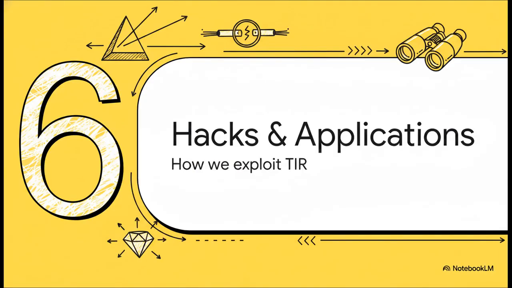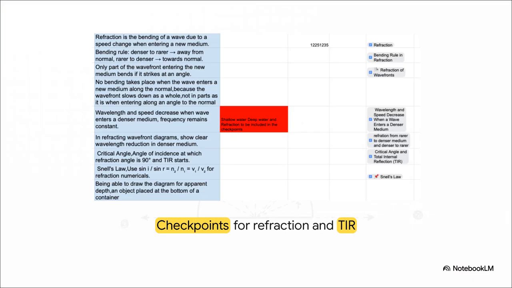Okay, let's bring this all together. How do we actually use this trapped light? Section 6, IGCSE Hacks and Applications. Remember how I said we reverse engineered the past papers? Well, this right here is the exact raw checklist the graders are using. When you're sitting in the exam hall, you need to be able to draw that clear wavelength reduction in a denser medium, and you need to state that at the critical angle, refraction is exactly 90 degrees. These are your literal scoring points.